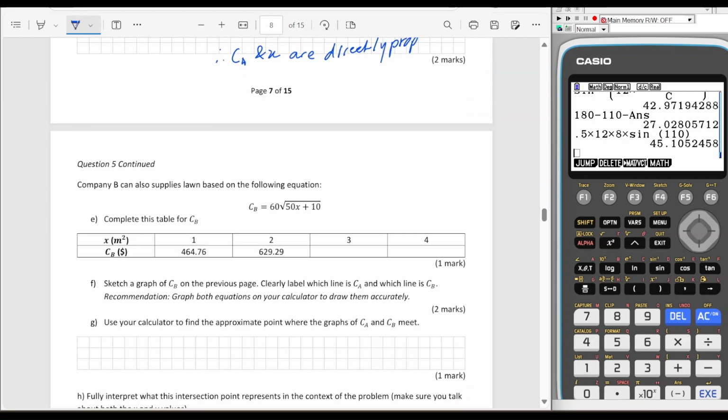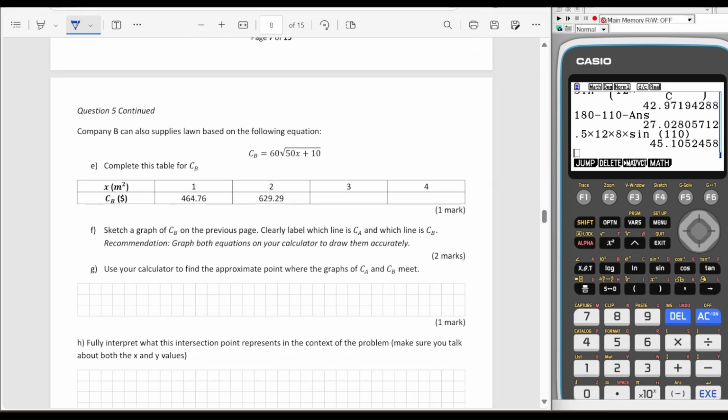All right, company B has that. So we're going to complete this table for company B. Honestly, I'm going to be a little bit cheeky here. So what you can do is you just want to make sure whenever I give you a table like this, the reason I fill in a few values is actually to make sure you know you're doing it right. So if I do 50 times 2 plus 10, I should get that 629 number, which after hitting S to D, yes I do. So make sure that you're actually doing it right.